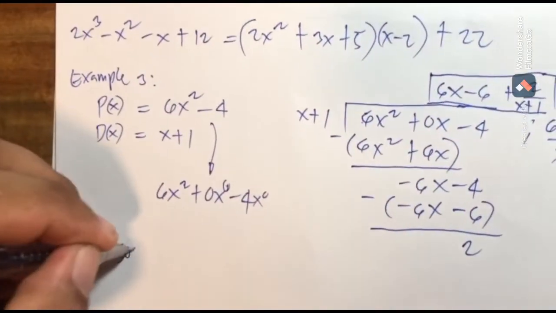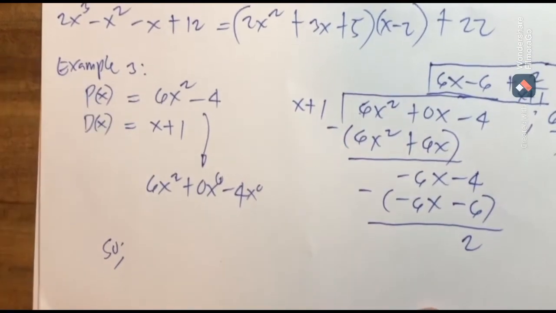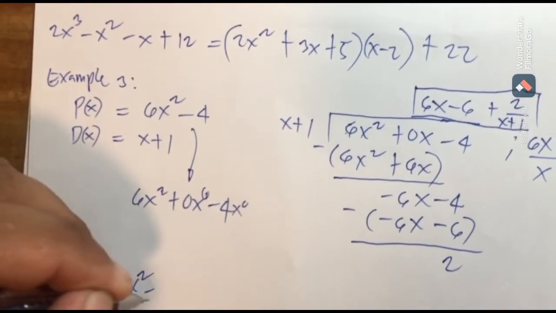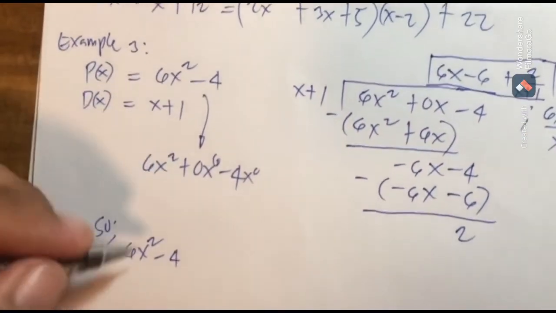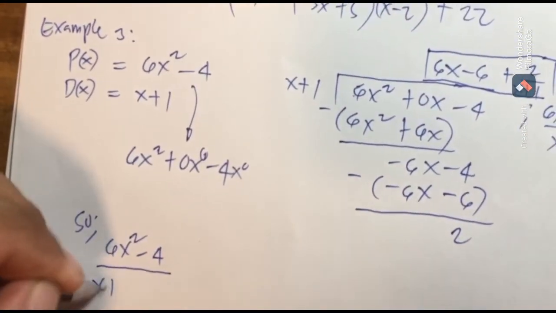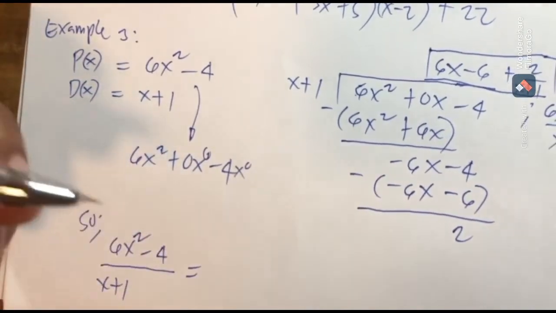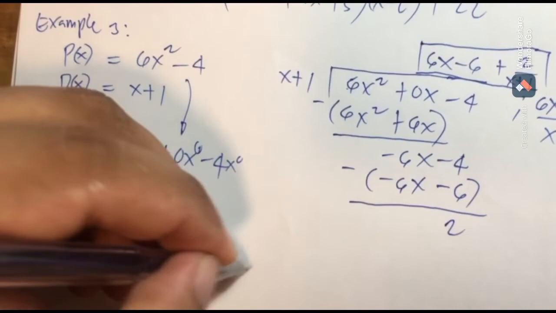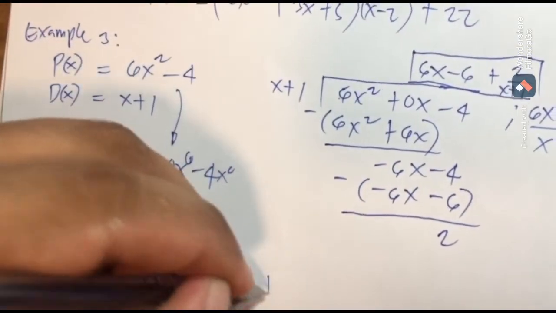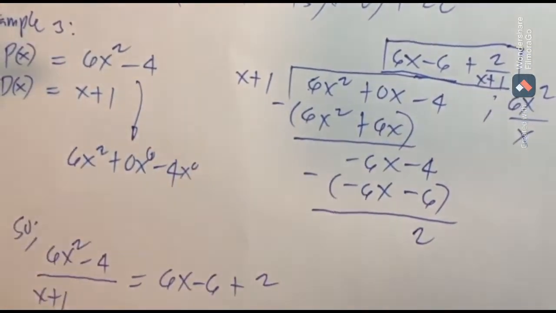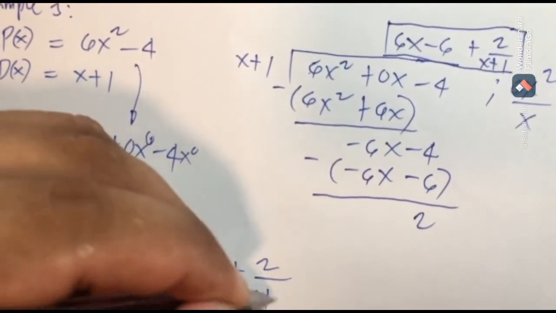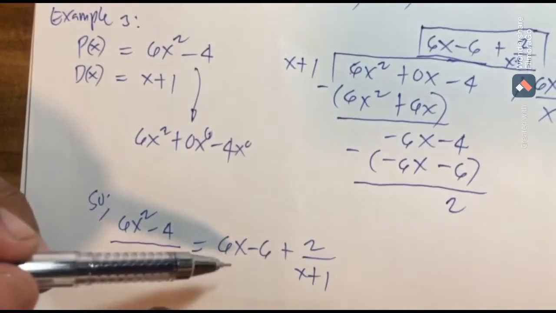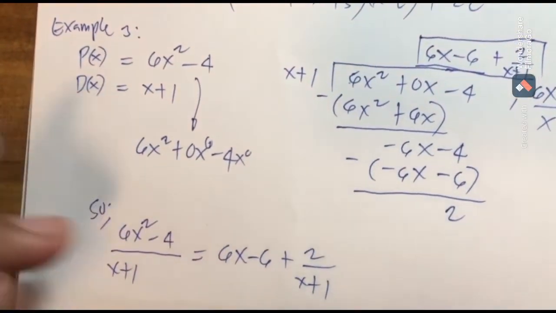So we have now 6x squared minus 4 all over or divided by x plus 1 is equal to what? 6x minus 6 plus 2 over x plus 1. Okay, this is our answer.